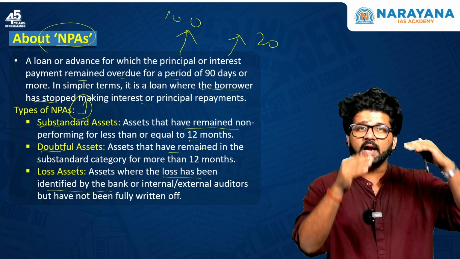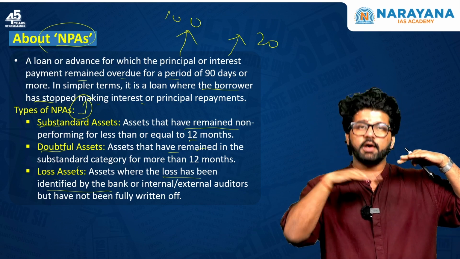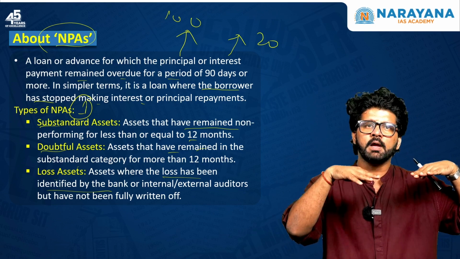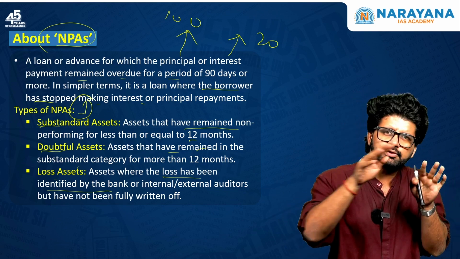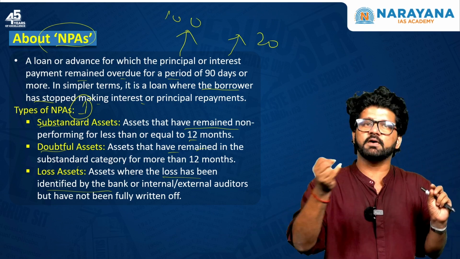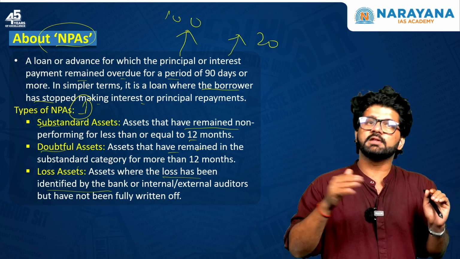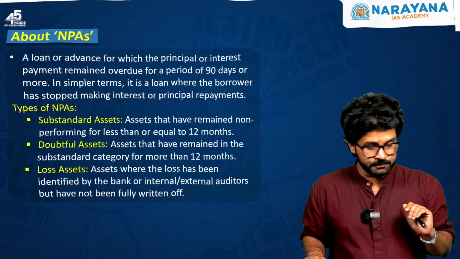So please understand the order as well. Based on the seriousness level of the NPA, first substandard, then doubtful, and third is the loss asset.